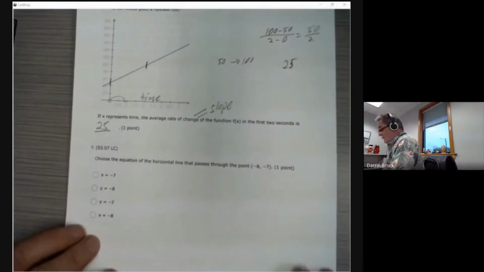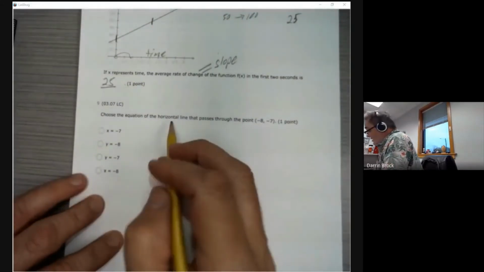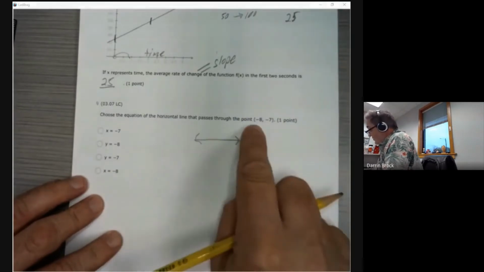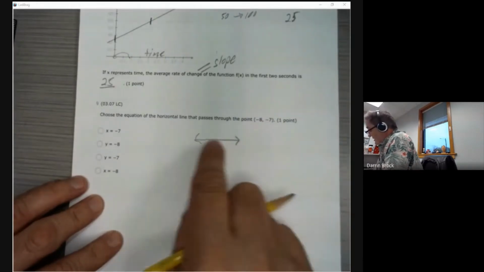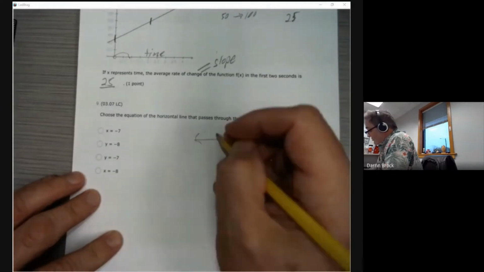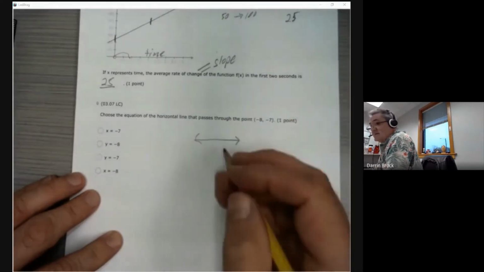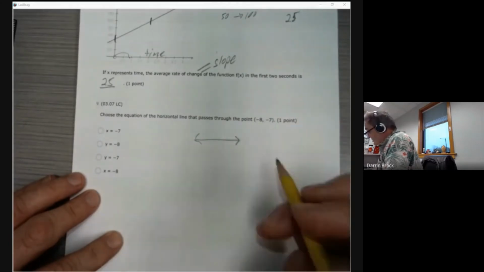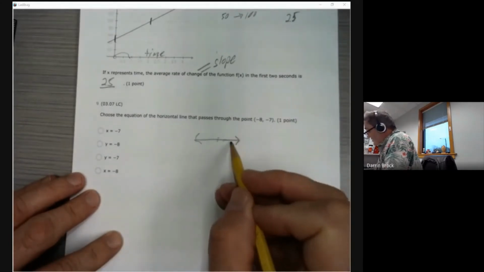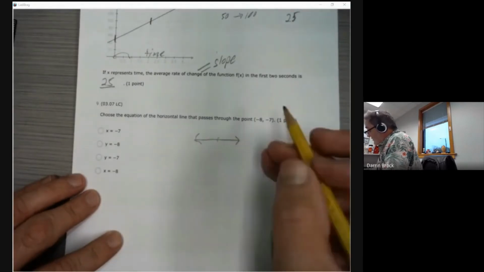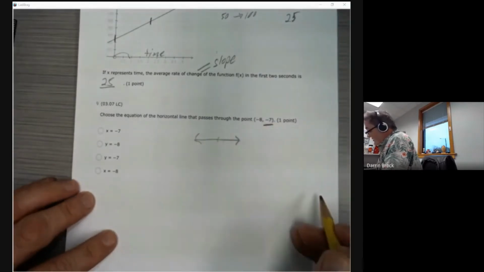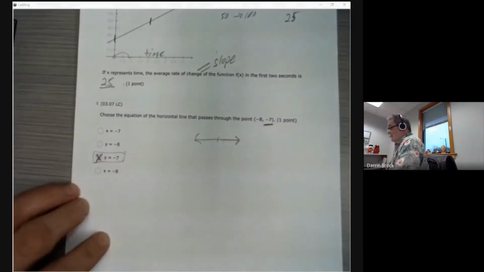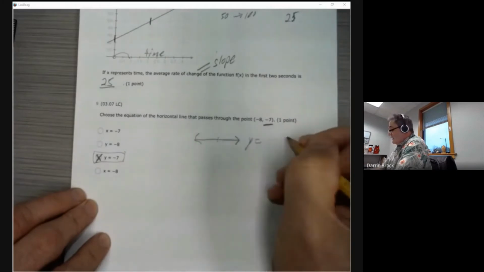That is the slope. All right, choose the equation of the horizontal line that passes through the point -8, -7. Now, this would be a line at y equals something, all right, because the y is always going to be the same value, whatever it is. The x will change. X will be 0, x will be 1, x will be 2, but the y is always going to be whatever the y value. We want to know when the y equals -7. So y equals -7. Right there. That's the y equals equation.